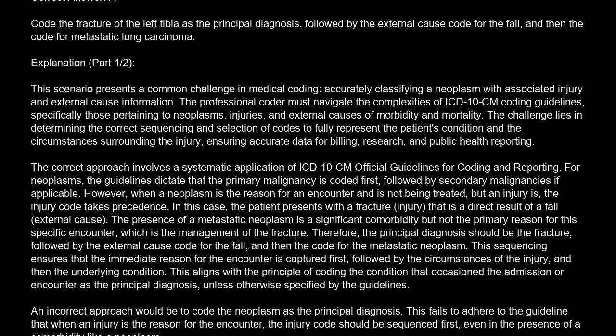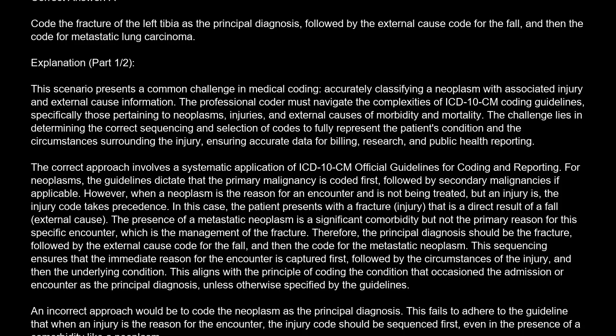Therefore, the principal diagnosis should be the fracture, followed by the external cause code for the fall, and then the code for the metastatic neoplasm. This sequencing ensures that the immediate reason for the encounter is captured first, followed by the circumstances of the injury, and then the underlying condition. This aligns with the principle of coding the condition that occasioned the admission or encounter as the principal diagnosis, unless otherwise specified by the guidelines.